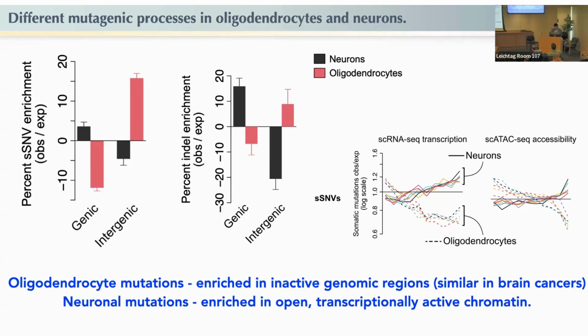Another analysis that we can do is to look at the distribution of these mutations. When we look at oligodendrocyte mutations, we see that they're enriched in inactive genomic regions. It turns out that this is exactly the pattern that we see in brain cancers, and these gliomas arise from oligodendrocytes, so it makes sense. Whereas the neuronal mutations are in open and transcriptionally active regions. So just by looking at these single-cell-based point mutations, we can tell a lot about the different processes in different cell types.